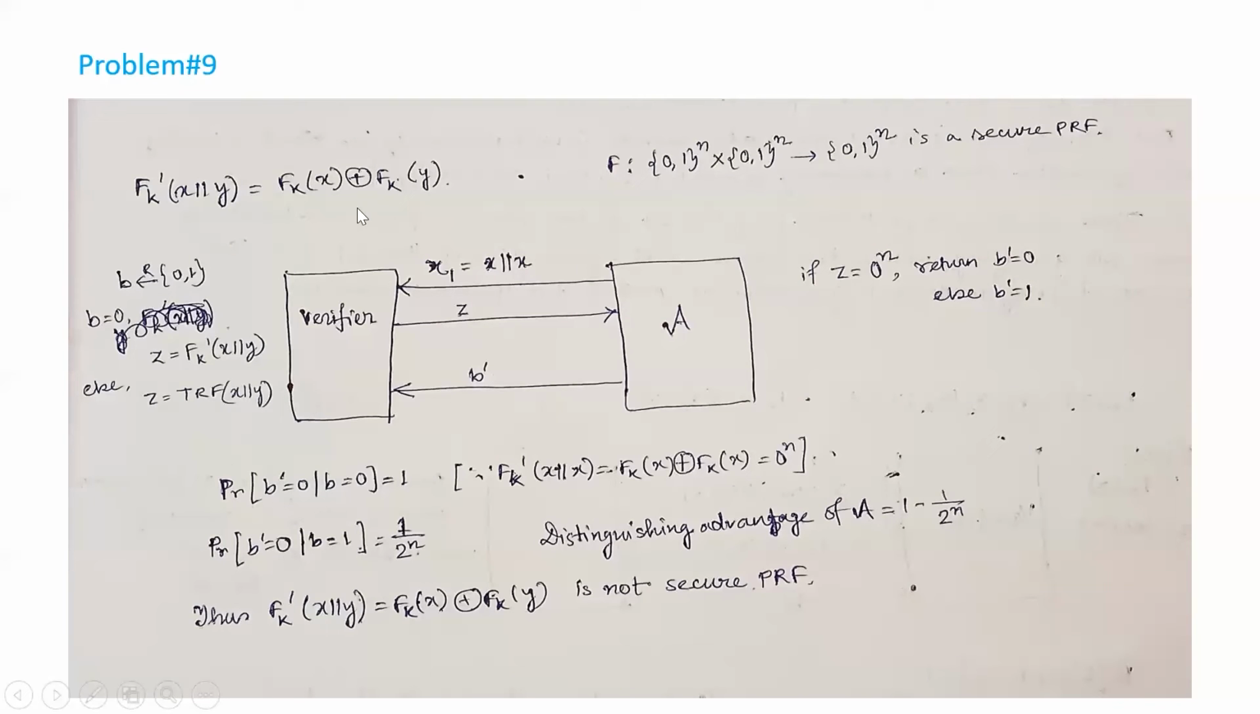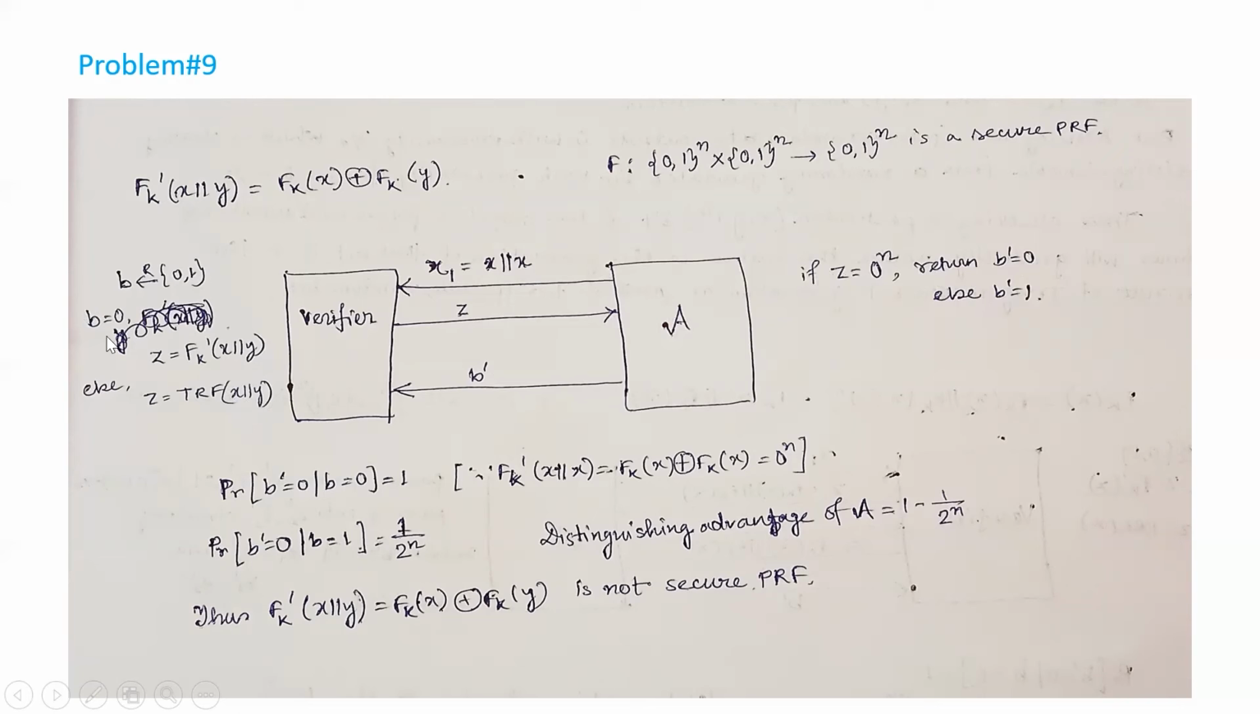Intuitively, this should not be a secure PRF, and as a counter example we say that the adversary can provide input of this form, x concatenated with x. So both the halves of the input query can be equal. In that case, if the verifier chose to reply with a PRF output, then it will compute fk of x XORed with fk of x, which is the all zero string, a string of length n with all zeros. So the adversary will simply check the output it gets to see. If it is all zeros, then it returns b dash equal to 0, that is, saying I am interacting with a PRF. And if z is not all 0, then it says b dash is 1, that is, I am interacting with a truly random function.